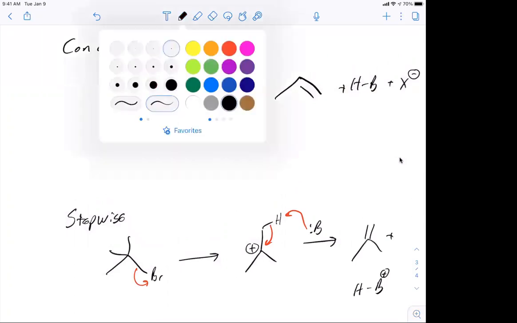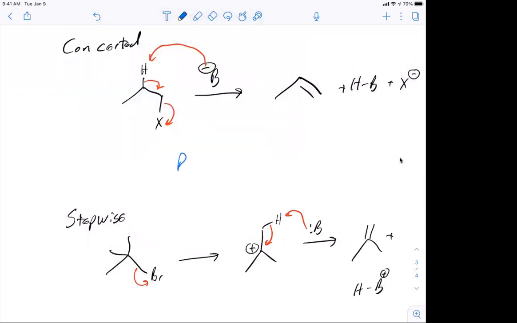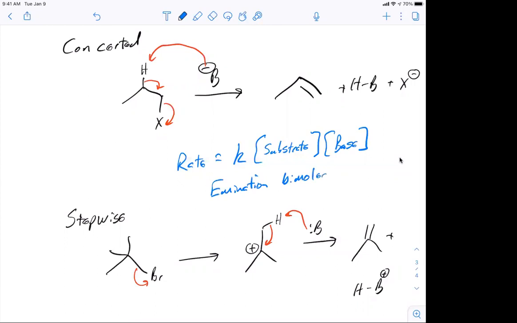So we have concerted. If we look at the rate, since there's only one step here, the rate is going to be the substrate times the concentration of the base. So this is elimination bimolecular. Again, the name comes from the rate, the kinetics, and we refer to that as E2.